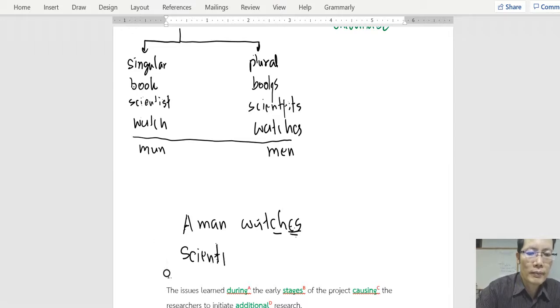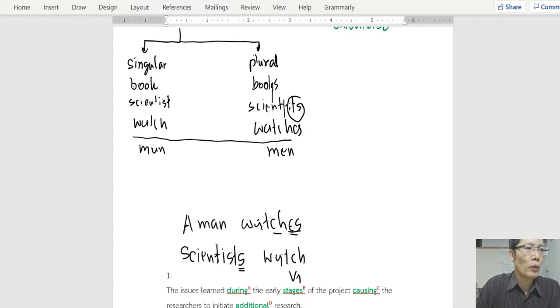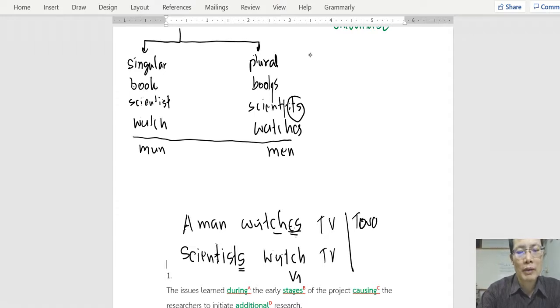Scientist here: one scientist, if we add S over here, from one scientist will become two scientists. Scientists watch, no S or ES on the simple form of the verb like this. This is a simple rule. I will come back to this one when I explain present simple tense. One man watches TV. And two men, not two man's, no. Man becomes men here. Two men watch, no S or ES, like this.